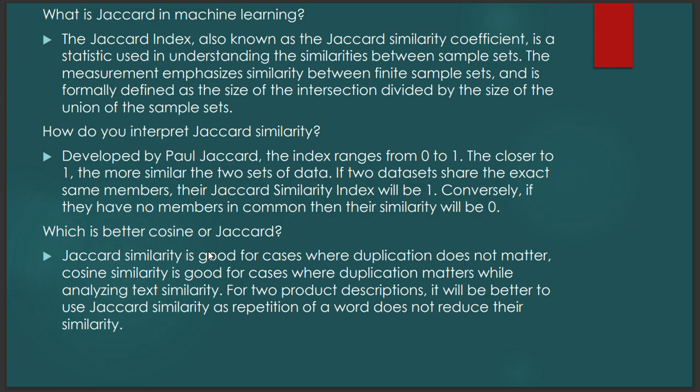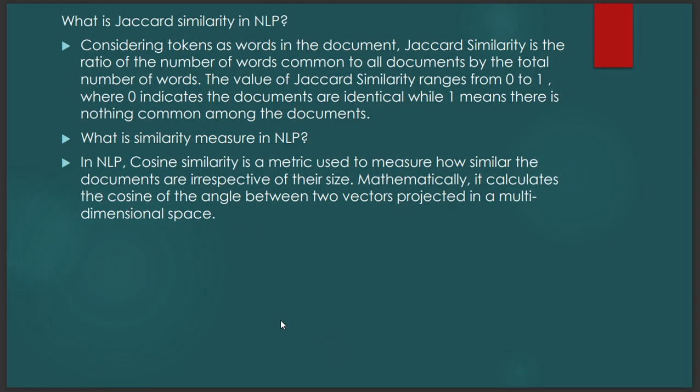Which is better, cosine or Jaccard? Jaccard similarity is good for cases when duplicates do not matter. Cosine similarity is good for cases where duplication matters. While analyzing text similarity for two product descriptions, it is better to use Jaccard similarity, because repetition of a word does not reduce their similarity.